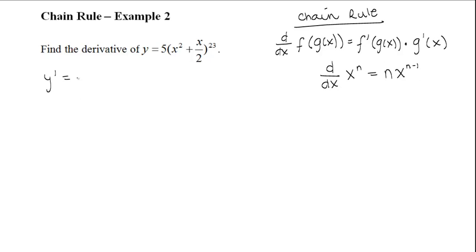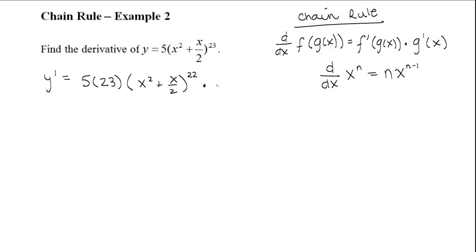So first we're going to take the derivative of our outside function. So we're going to have 5 times the power of 23. And then we're going to multiply it by the inside function, so that's just going to be left alone. So we have x squared plus x over 2. And then we're going to minus 1 from the power, so this is going to be 22. And then we're going to multiply by the derivative of the inside function.